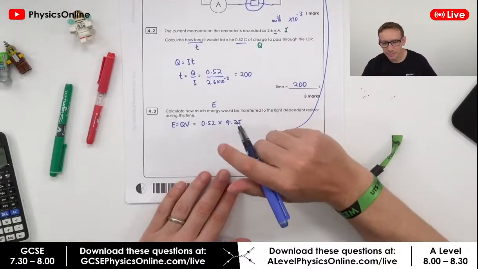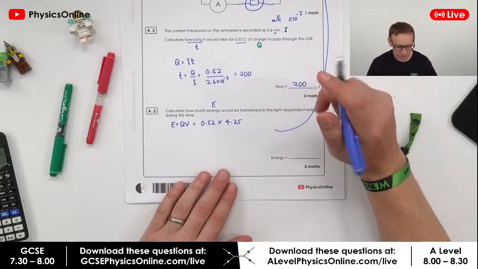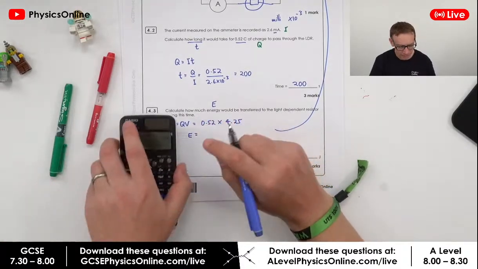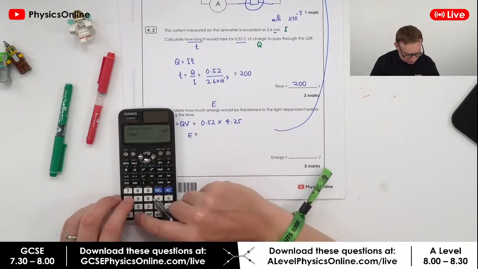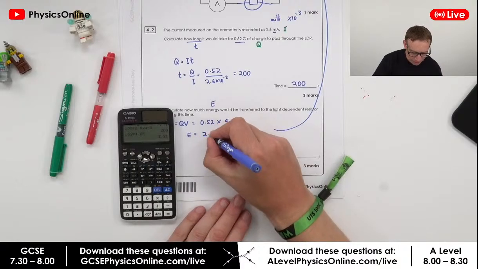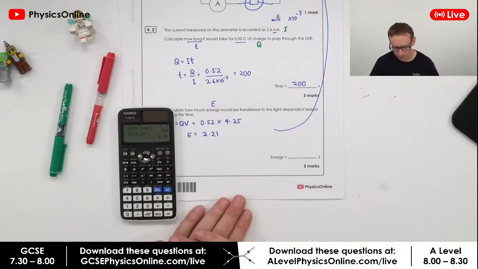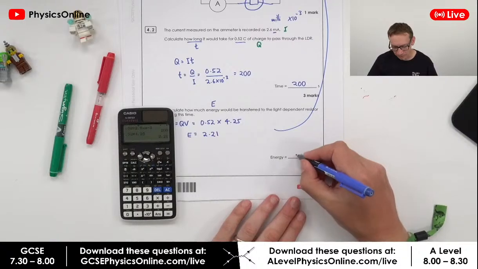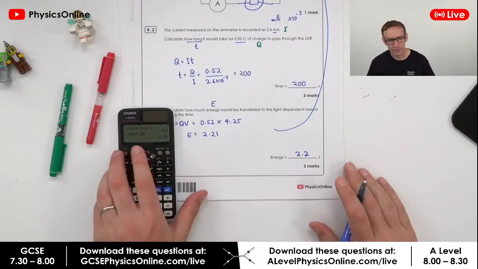Okay. So we can just multiply the two things together, and that's equal to 2.21. Because that's given to two significant figures, we could just write this as 2.2 joules.